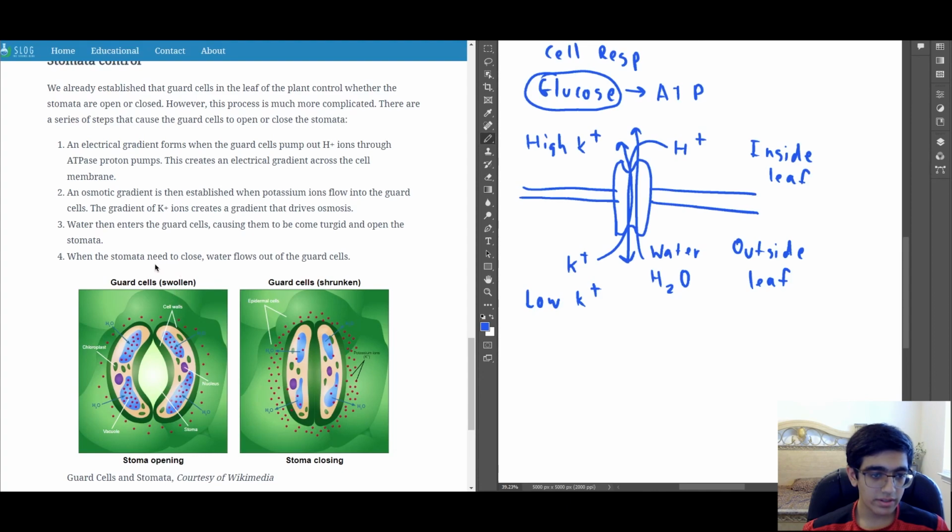And then when the stomata need to close, water starts to flow out of the guard cells. Basically the opposite process as shown here.